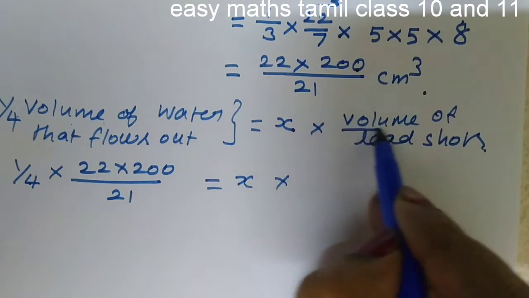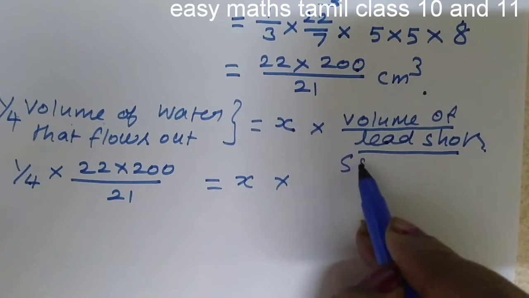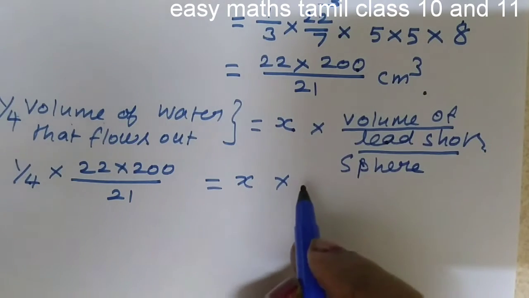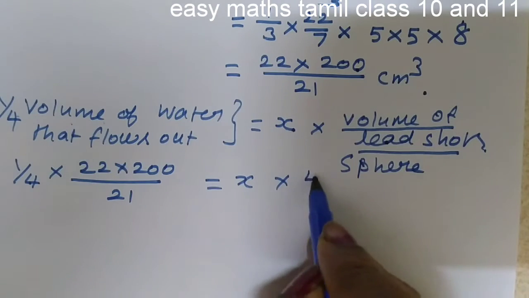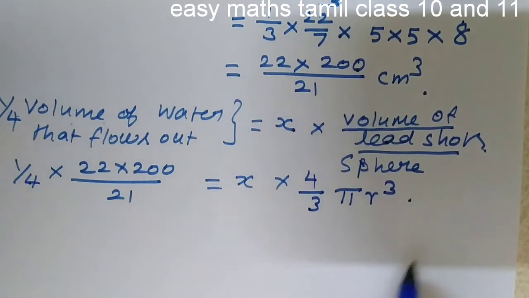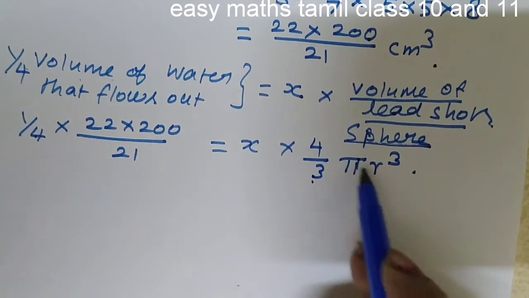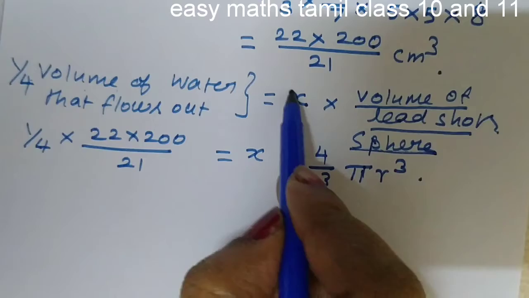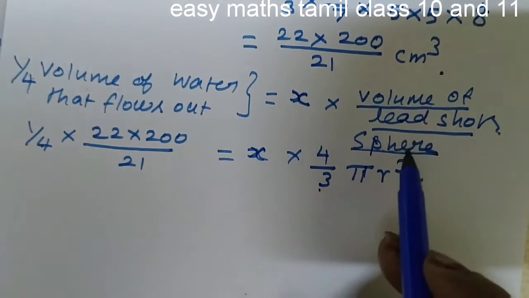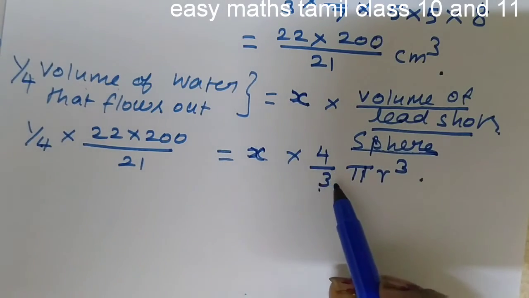Then how to calculate the volume of the lead shards? This is in the shape of a sphere. So write the formula for the volume of the sphere. The volume of the sphere is 4/3 into pi into r cube. So this is the total number of lead shards into the volume of the lead shards.